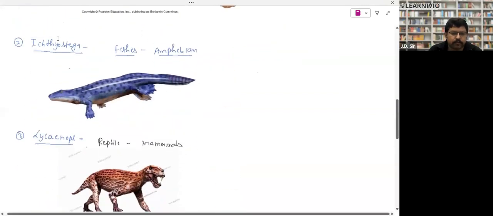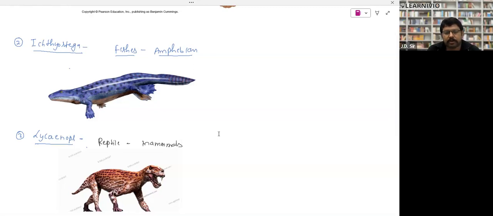This thing you will not know. Ichthyostega, between fishes and amphibians. Like Lycaenops, between reptiles and mammals. Ichthyostega already asked.